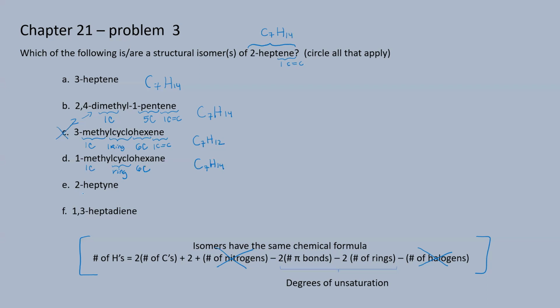E, 2-heptyne. So hept, 7 carbons. Yne means you have 1 carbon-carbon triple bond. So that's 2 pi bonds. So that's going to be C7H12. Now, these two would be structural isomers of each other. But they are not structural isomers of 2-heptene.